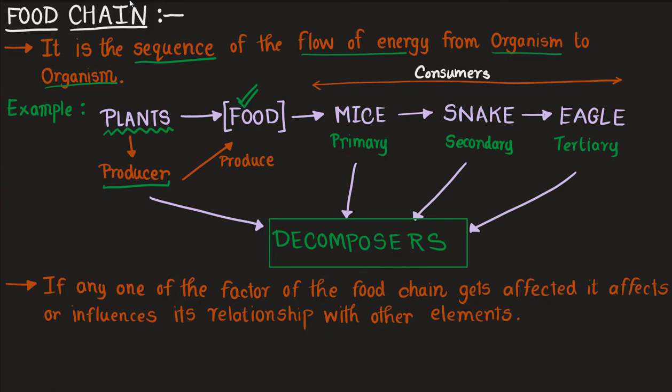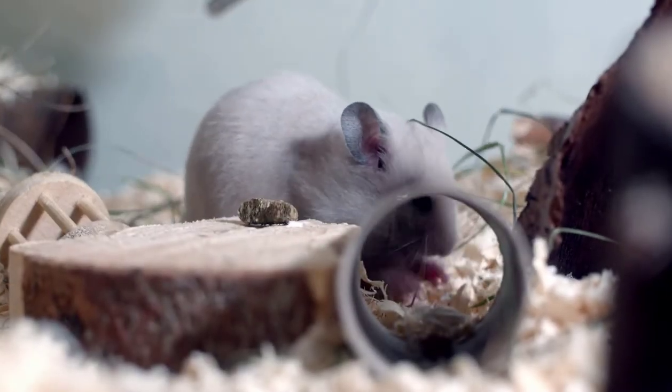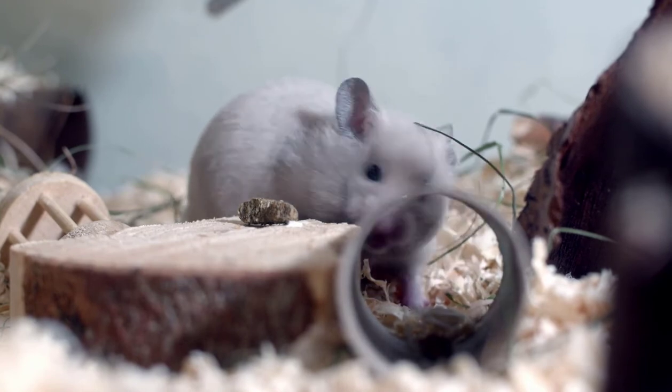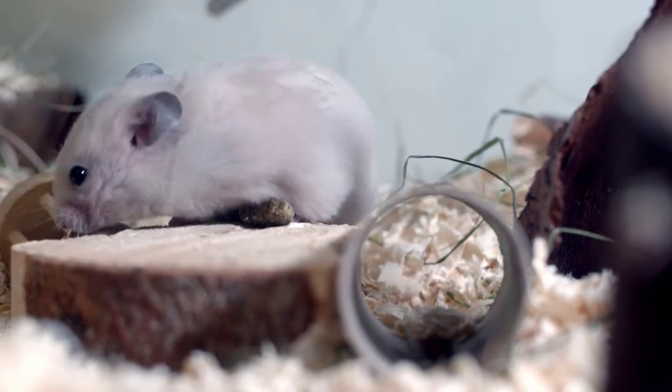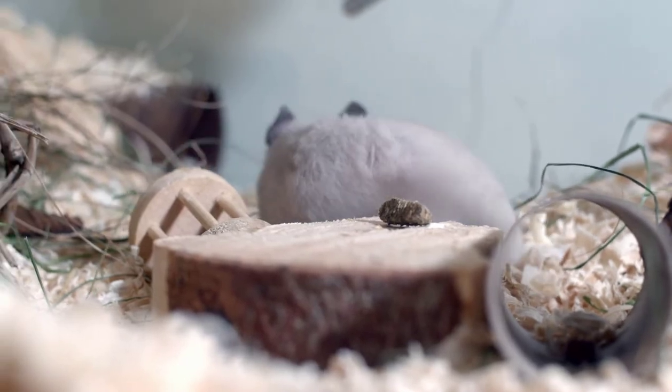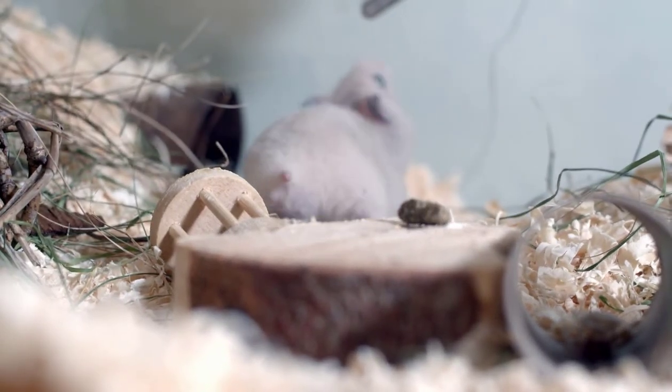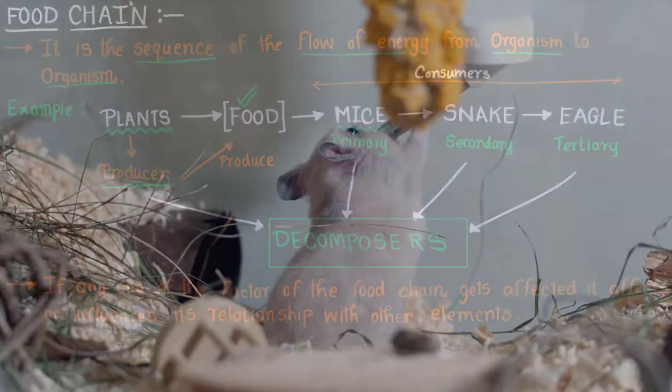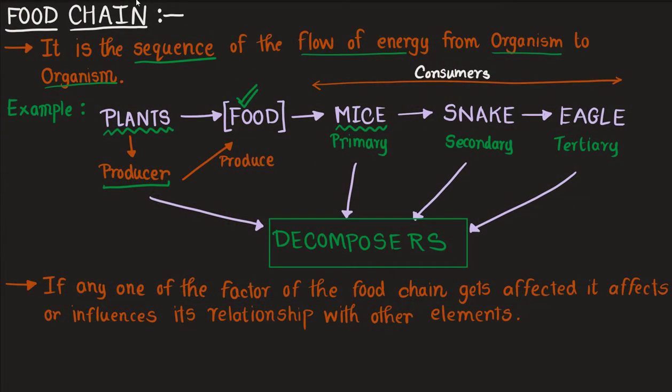So that food is eaten by a mouse. We can always see mice nearby any food shop, but that's unhygienic. If we keep food open, they tend to come to it. So the plants produce food and the food is eaten by a mouse. Then the mouse is eaten by a snake. It has been observed by many scientists or biologists that mice tend to be eaten by snakes because they are the favorite food of snakes. Here snakes become the secondary consumer.